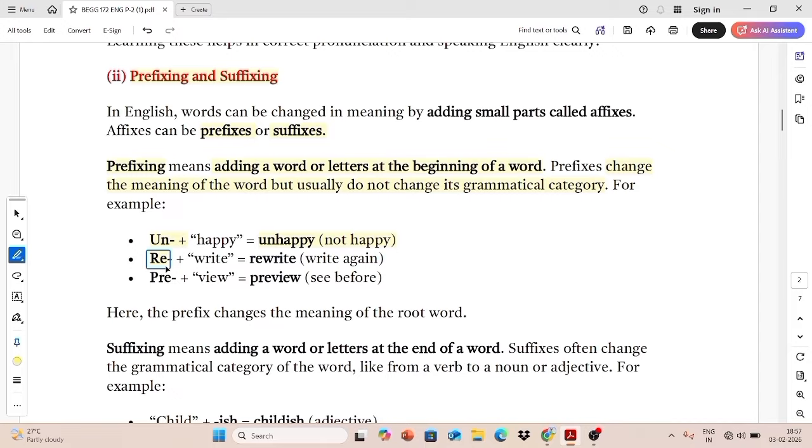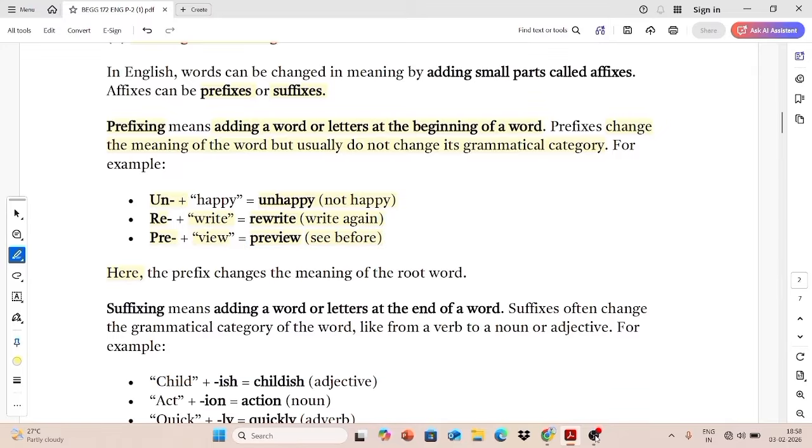So read is the prefix here, write is the word. It is giving the meaning, it is giving the word rewrite. So even here it is an opposite meaning. So pre is the prefix, view is the word. So it gives us the meaning preview. It gives us the word preview, which means see before.